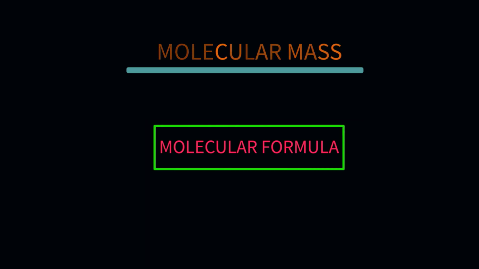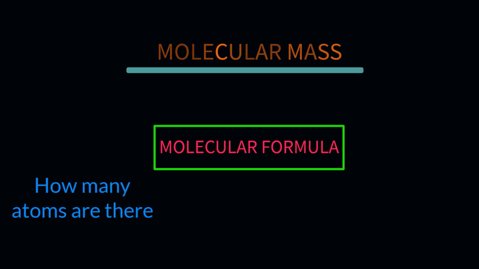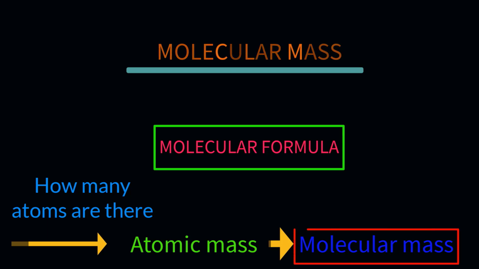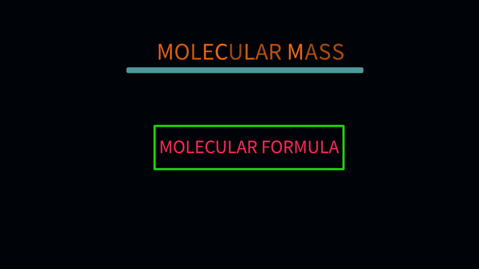From the molecular formula of the substance, we will find out how many atoms are there in that formula. Then we will add their atomic mass. The total amount of the atomic masses will be its molecular mass. Then we will just express the molecular mass in gram units. This value of molecular mass in gram units will be the value of 1 mole. Let us try to understand through examples.